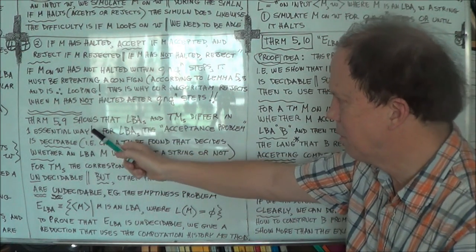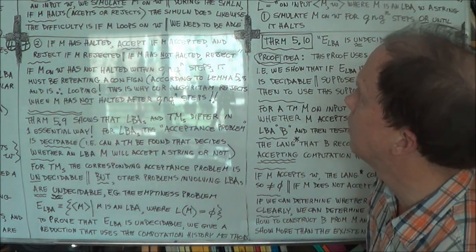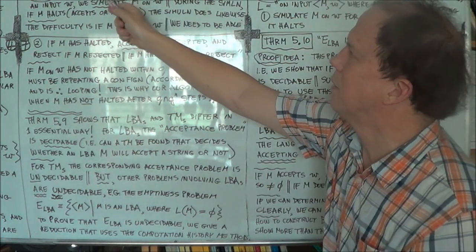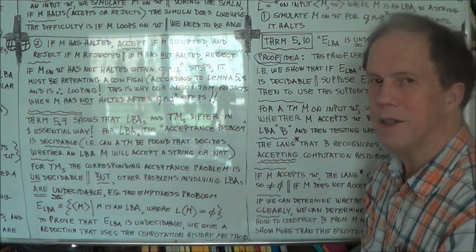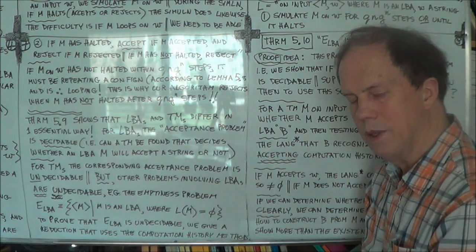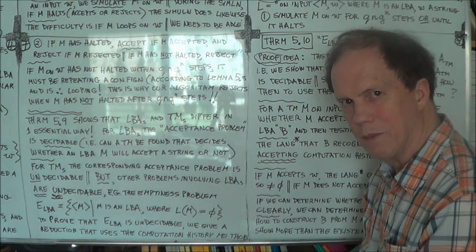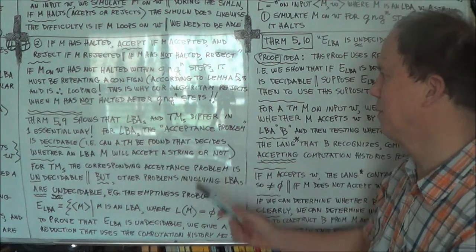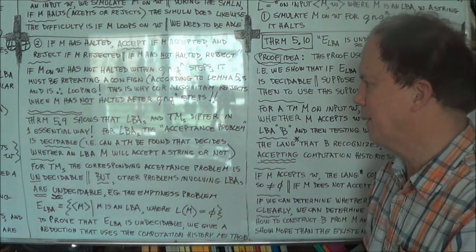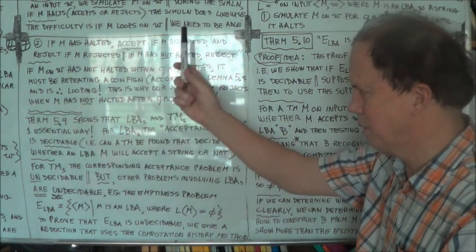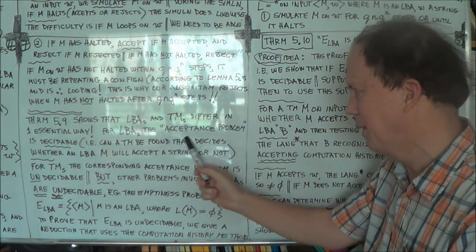So that's theorem 5.9. What is that? Yes, this is decidable. So the fact that A_LBA is decidable, but A_TM is undecidable. Well, there's an obvious difference there, right? LBAs and TMs differ in one essential way, and that's this difference between undecidable and decidable for the so-called acceptance problem.